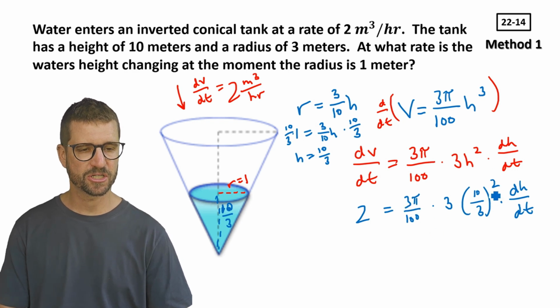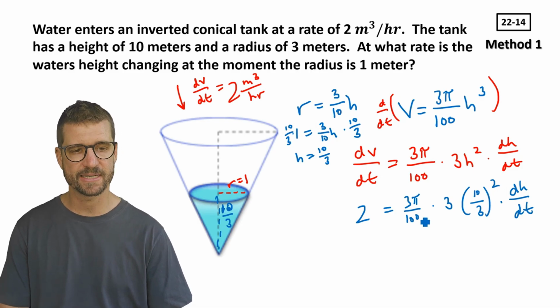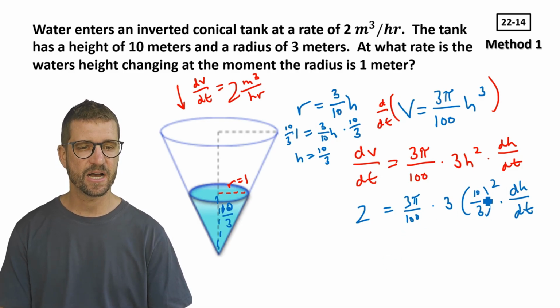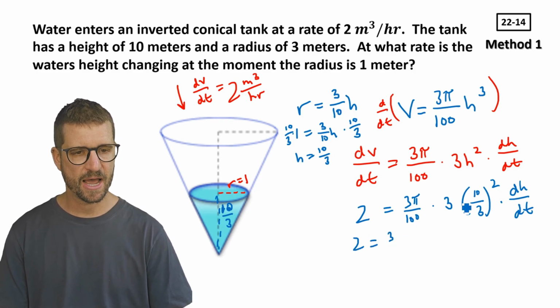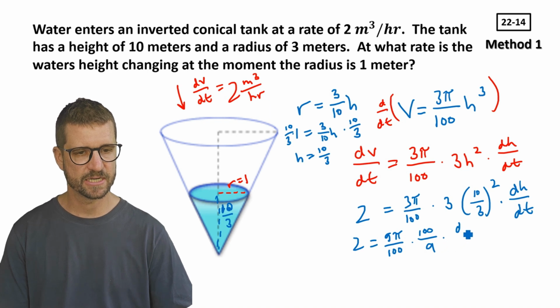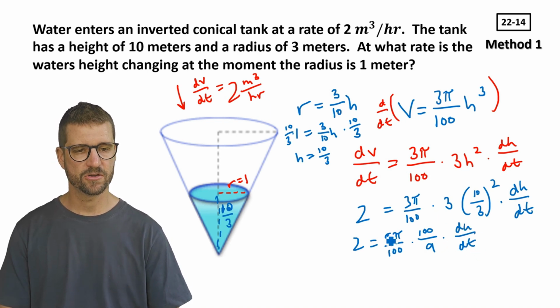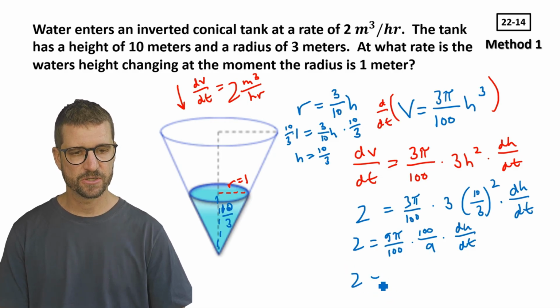All right, so let's plug some things in here. It's gonna be kind of nice. Some things are gonna go away. When I square that 10/3, that's gonna be 100. Let me just, I'll just write this all out so we can see it. So 2, 3 pi, let me go ahead and bring that 3 and that 3 together. Okay, that's gonna make it 9 pi over 100 times 100 over 9 times dh/dt. All right, you can see this is going to work out nicely. The 9s and the 100s cross out. So 2 equals pi dh/dt.